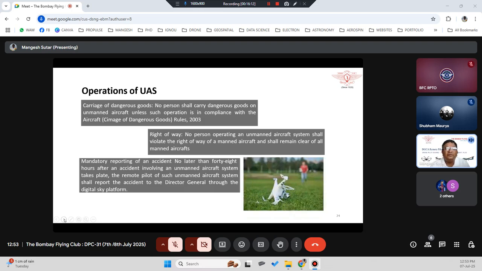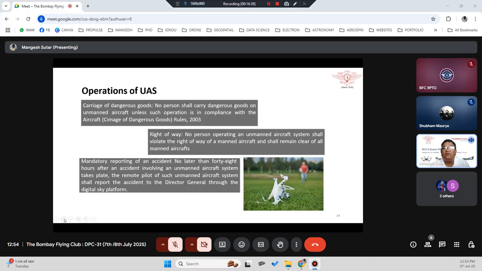Now, regarding the carriage of dangerous goods: no person shall carry dangerous goods on an unmanned aircraft system unless such operation is in compliance with the Aircraft Rules 2003. That rule is an amendment to the Aircraft Rules 1937, which specifies what is called a dangerous good and what is not.